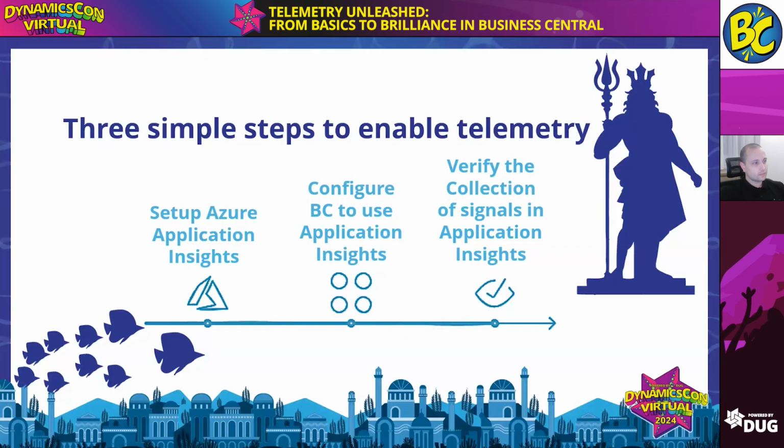So let's start by following 3 simple steps on how to enable telemetry. Telemetry can be enabled basically in 3 really simple steps, starting by setting up Azure Application Insights, then configuring Business Central to use Application Insights, and at the end, verifying the collection of signals in Application Insights.